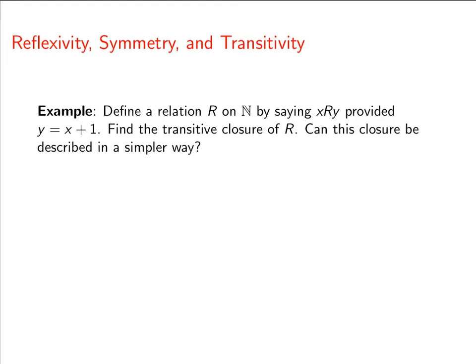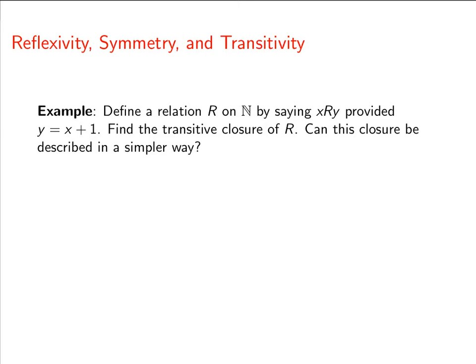Hello, discrete math fans. Let's define a relation R on the natural numbers by saying that x is related to y provided y is equal to x plus 1. This relation is not transitive. Should be straightforward to check this. You should be looking for a counterexample.